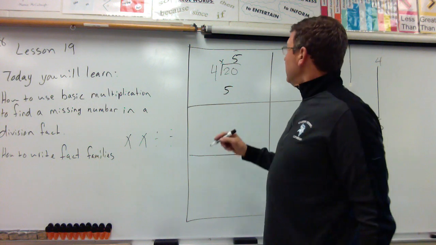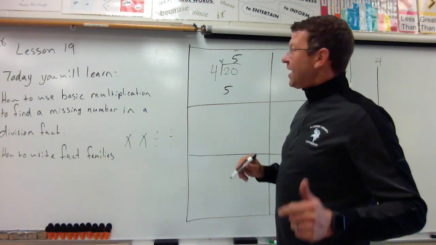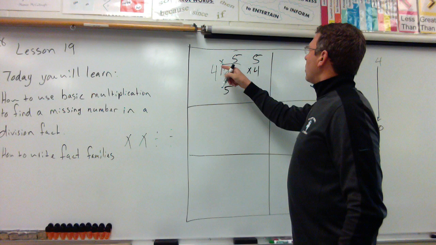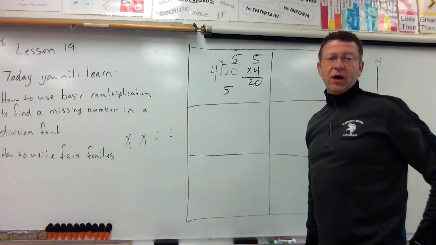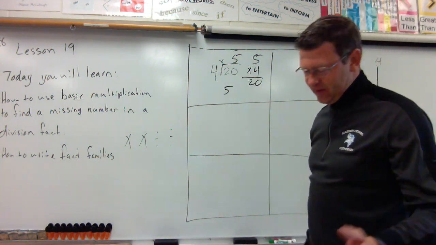If you wanted to check it, you could check the problem. 5 times 4 equals 20. That's going to kind of help us with our fact families. That's why we did that.